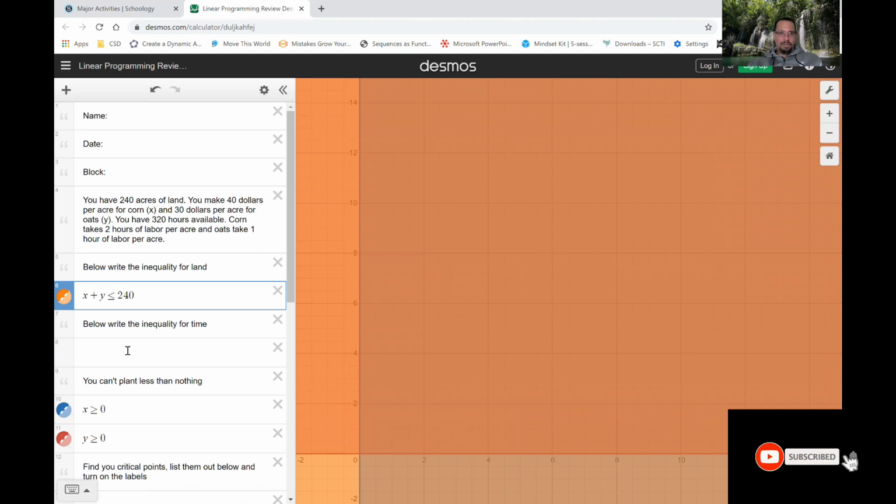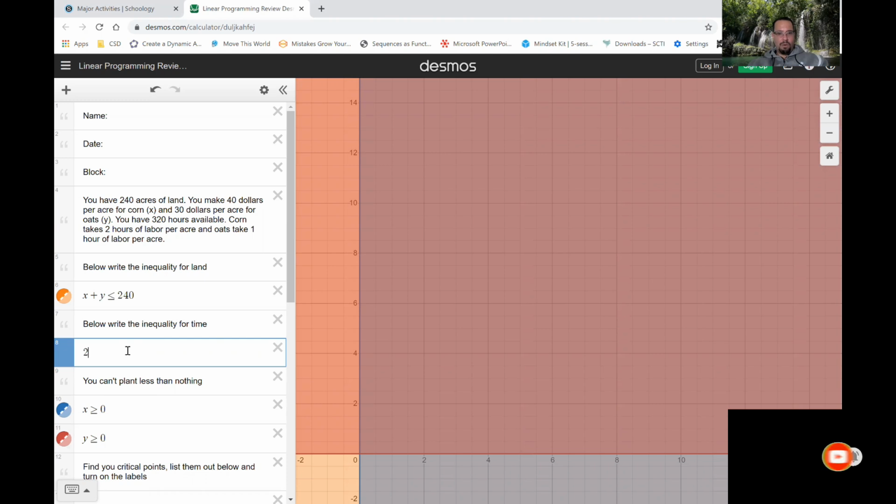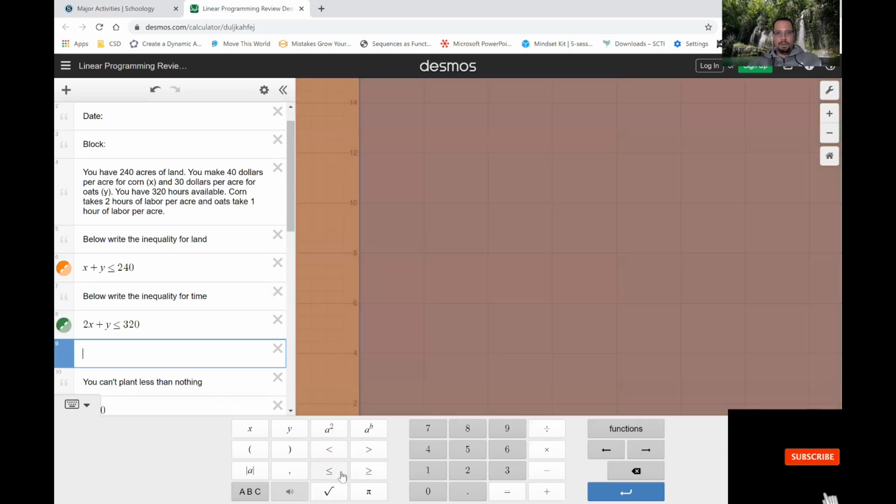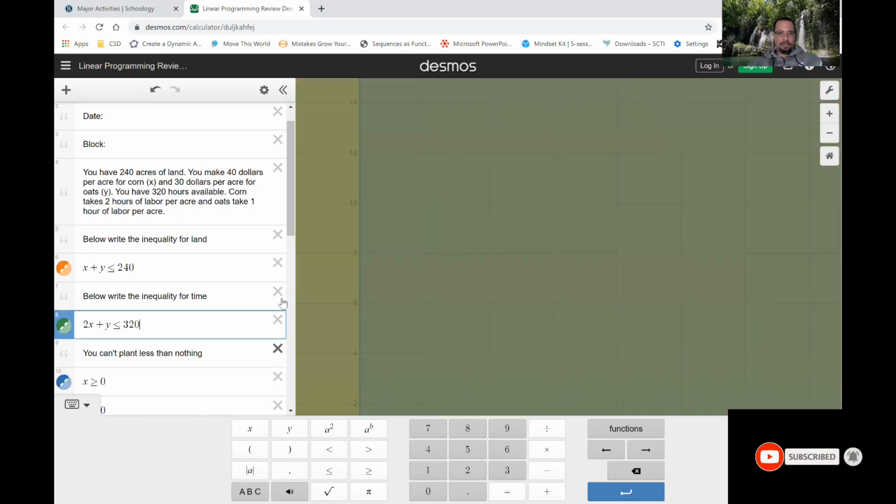Write the inequality for time. So we're using 2 hours per acre for corn, so 2x, plus 1 hour for oats, so y. Grab that less than or equal to symbol again. And we're talking about 320 hours.